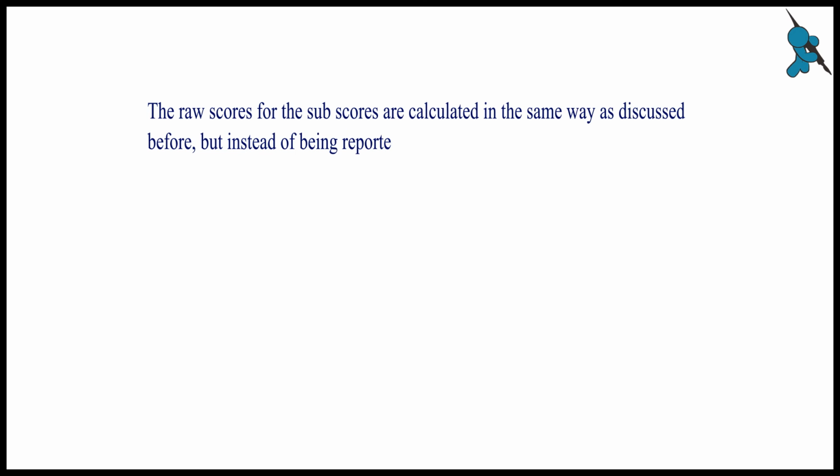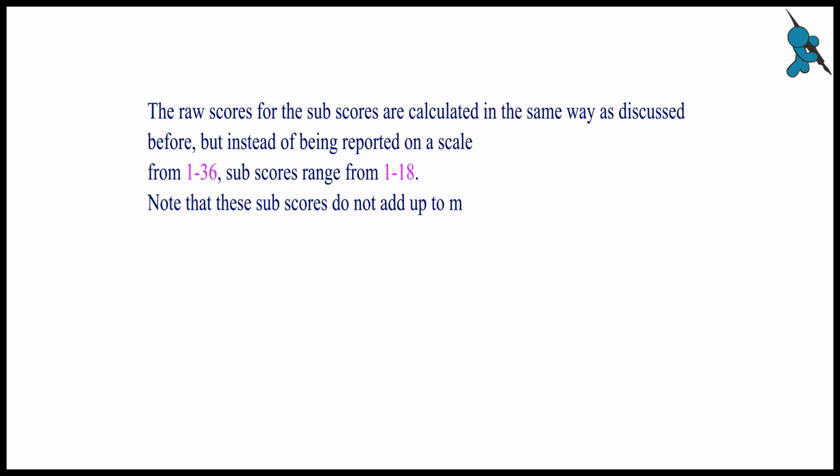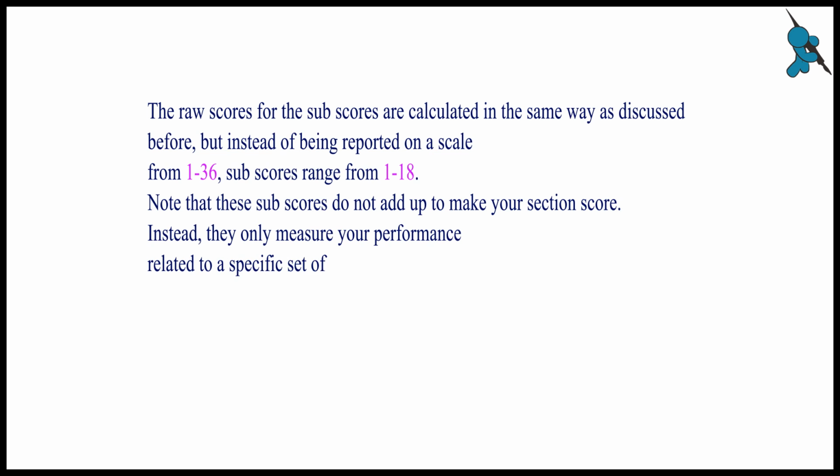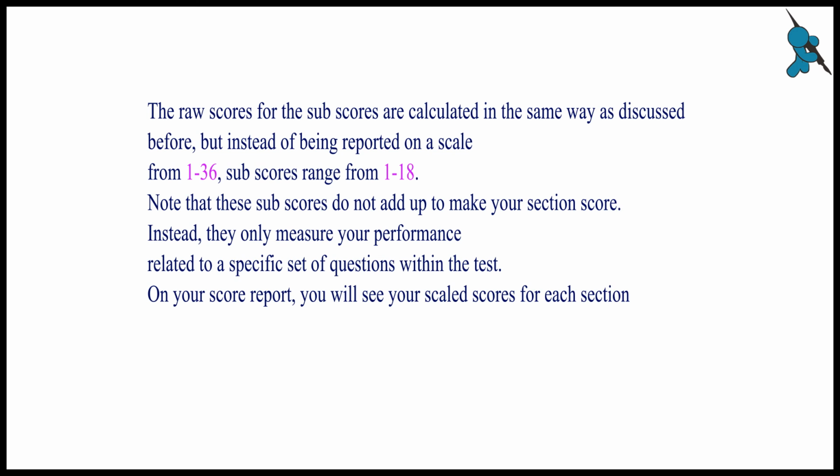The raw scores for the subscores are calculated in the same way as discussed before, but instead of being reported on a scale from 1 to 36, subscores range from 1 to 18. Note that these subscores do not add up to make your section score. Instead, they only measure your performance related to a specific set of questions within the test. On your score report, you will see your scaled scores for each section, your composite score, and your subscores for the 3 sections that have them.